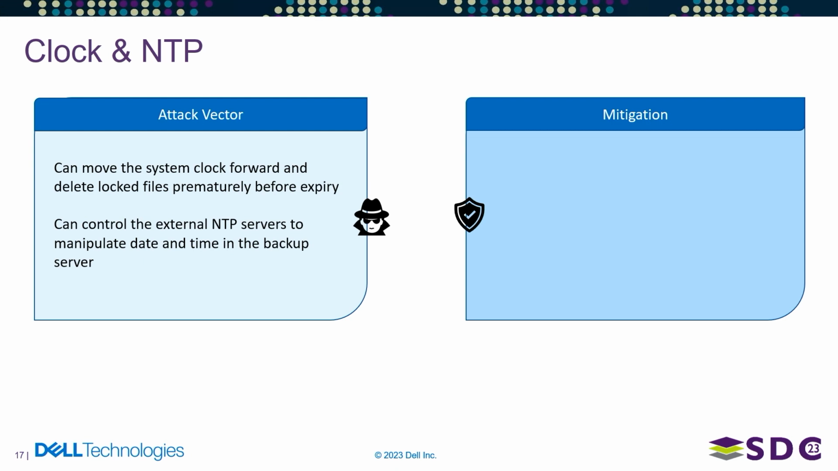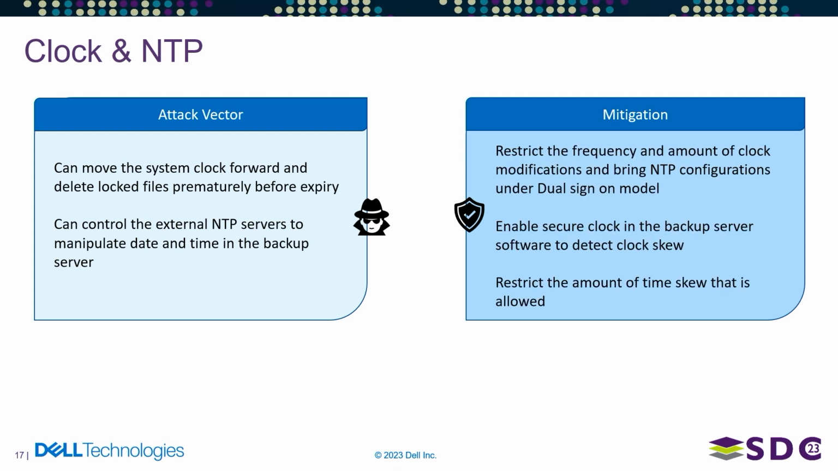And the same with NTP servers. They are a bit difficult to crack, but as long as they're external, located outside in some other data center or some other system, attackers can poison NTP servers, or make the time bad in that NTP server, which will eventually sync to the local systems. Yeah, there are limitations on how much offset can come in, but still it is one of the ways that can be exploited to move the time ahead and prematurely delete the locked data.